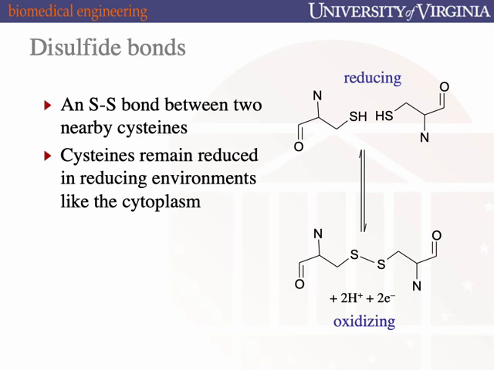Where do reducing environments and oxidizing environments get encountered in the cell? There are different locations inside the cell that are known to be either reducing or oxidizing. The classic reducing environment is the cytoplasm. So a protein in the cytoplasm, unless it's undergoing oxidative stress or some other abnormal environmental change, is in a reducing environment.